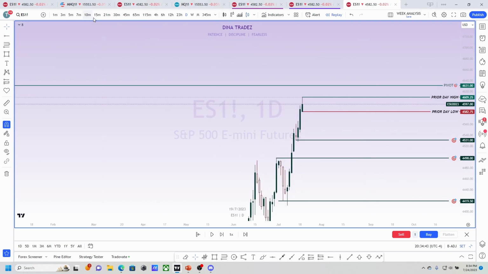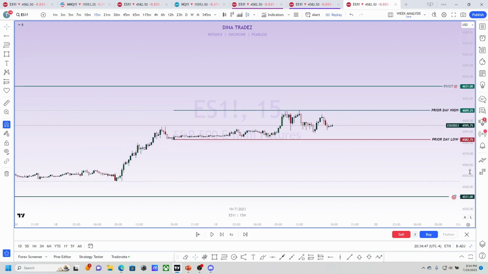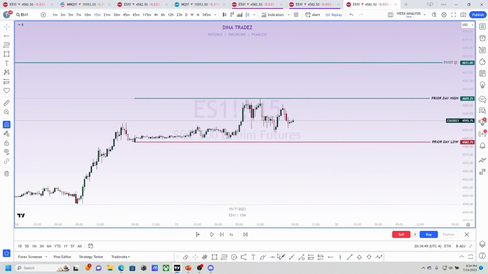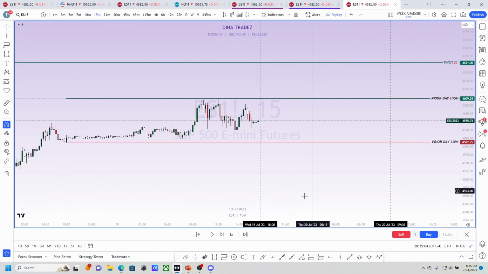Okay, so then we are going to go to the 15-minute. I'm going to mark out the overnight session, which starts here. Overnight session Thursday, and here. And then we're going to play this for the overnight session.